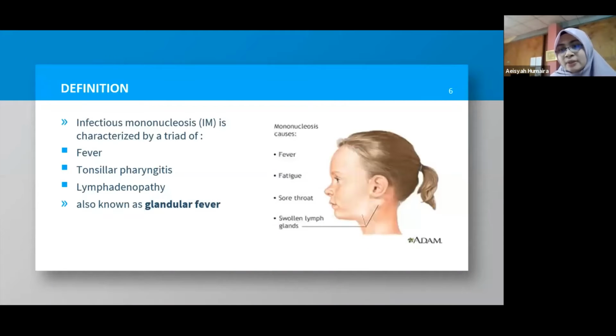Okay, so what is infectious mononucleosis? Infectious mononucleosis is characterized by a triad of fever, tonsillar pharyngitis, and also lymphadenopathy. It was also known as glandular fever in the past, and then the term changed to infectious mononucleosis.